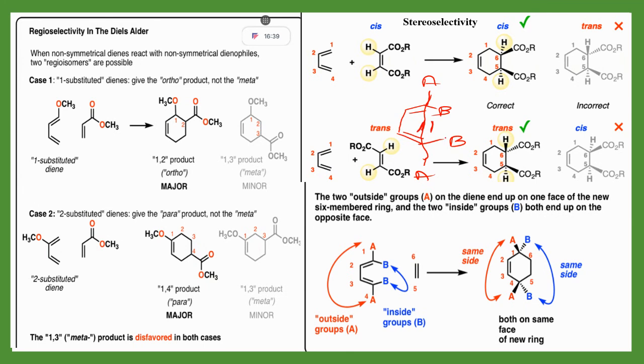Endo way means, let's say here the substituent is B, and this B should be electron withdrawing. Remember this thing. Just keep in mind that B should be pointing towards your diene. This should be your approach. Your dienophile should approach in the endo way.